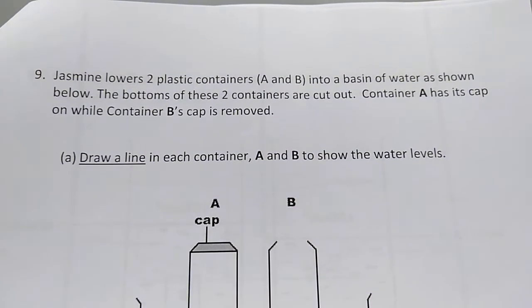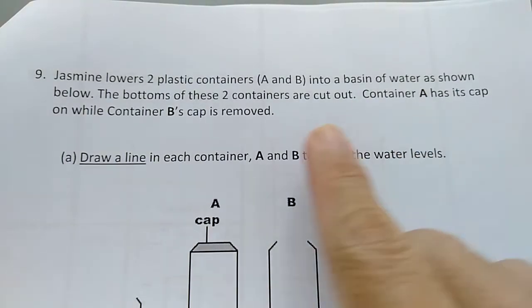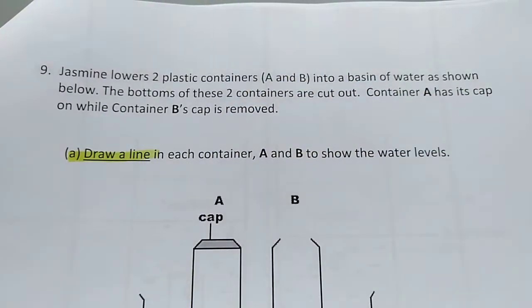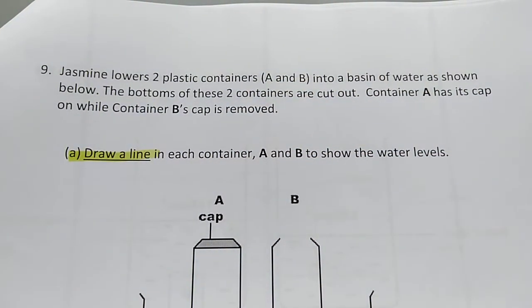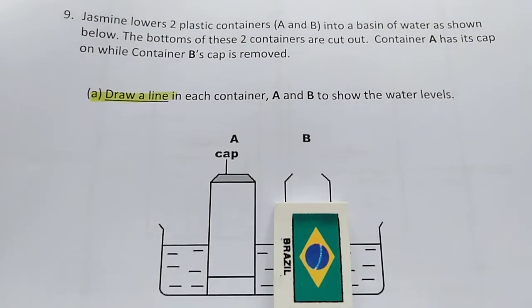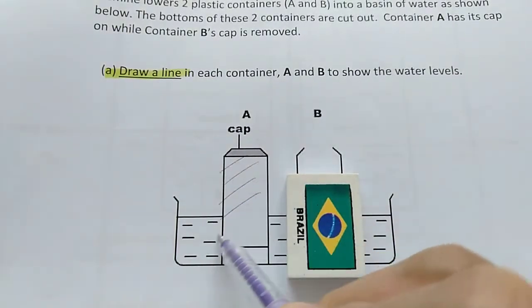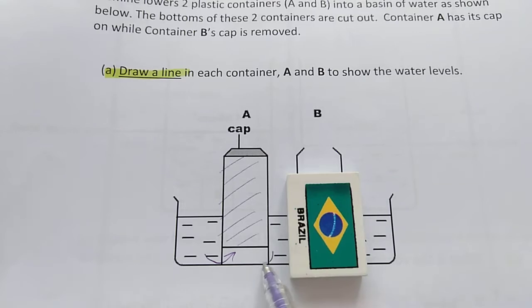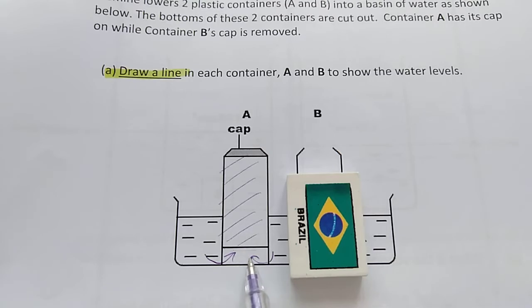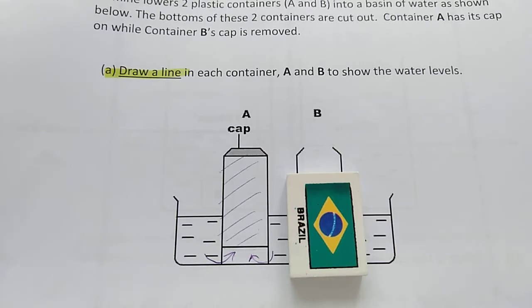Jasmine lowers 2 containers into a basin of water. The bottoms of the containers are cut out. Container A has its cap on, while container B has its cap removed. Draw a line. So here there are instructions given. Some of you forgot to do it. Draw a line to show the water level. Remember, air can be compressed, right? When the container goes down here, the air inside can be compressed a bit. So some water can go in a little bit. So you should draw some water inside. Not completely no water. Some water can go in because air can be compressed. So this is the first line.